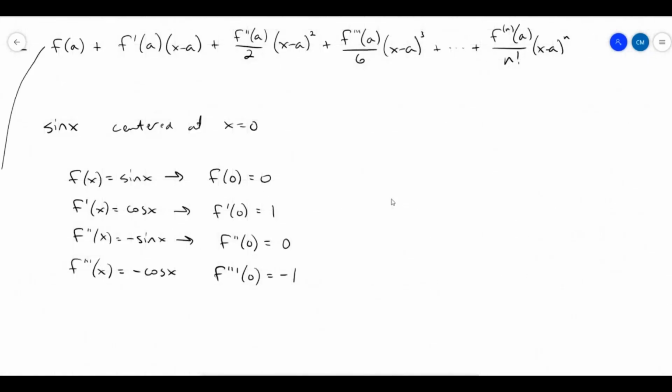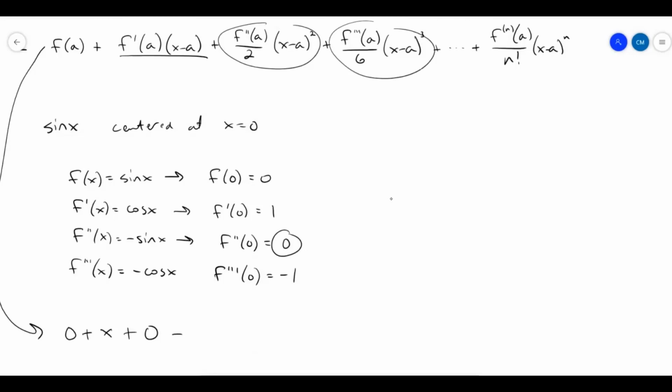If I think about what we got here, what is f of 0? It's 0, right? So I get 0 plus, then the next term is this one, f prime, which is 1. So I'd have a 1 there. I just have an x. Then the third one is just 0, so I get plus another 0. Then I'd have minus what? 1/6, and then I'd have x to the third on that, okay? And then we could keep going like this.